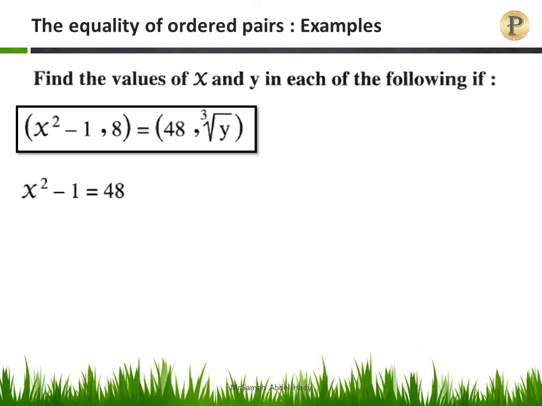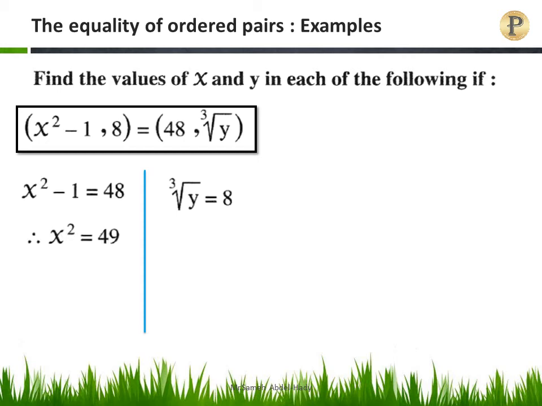What should I do? You see, I took the first coordinate: x squared minus 1 equals 48. Now I have an equation. And the second equation is the cube root of y equals 8. Now I have two equations, for x and y, because the first coordinates in each are equal and the second coordinates in each are equal.